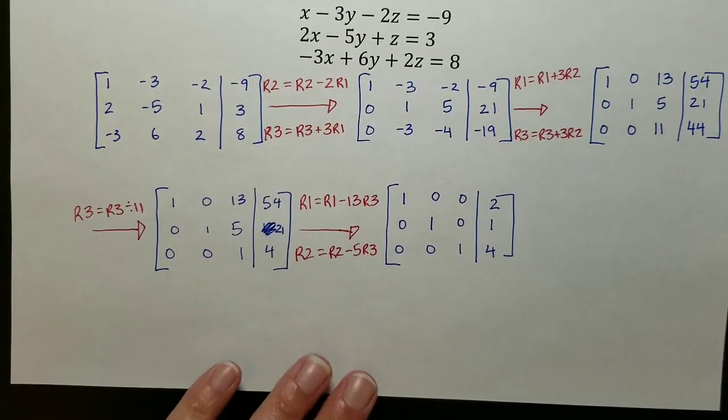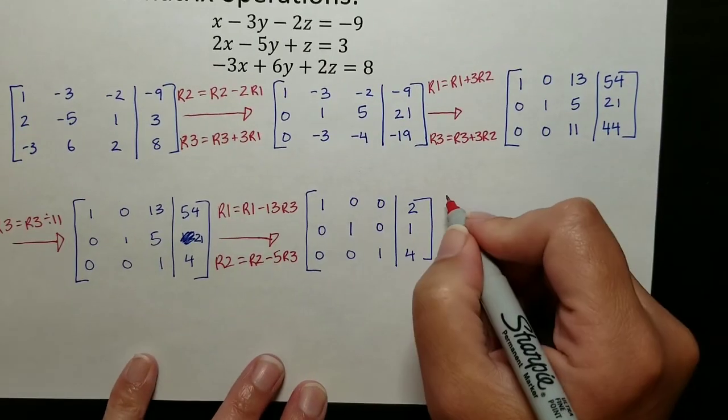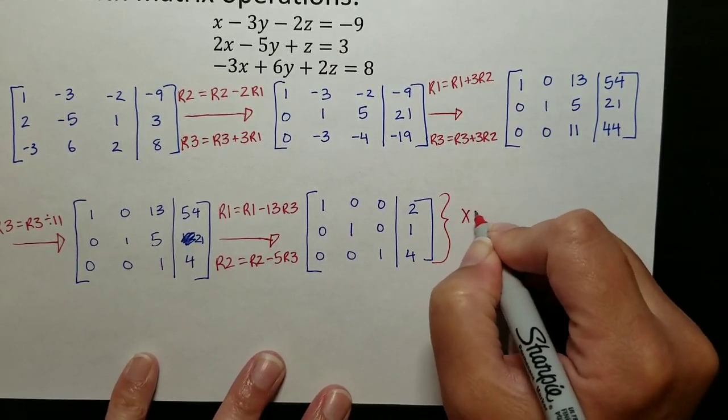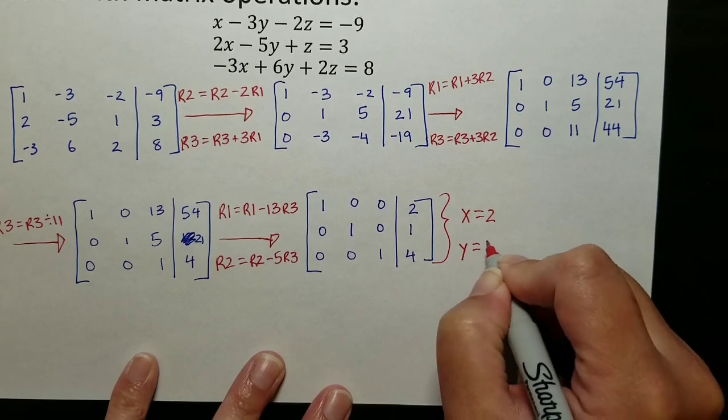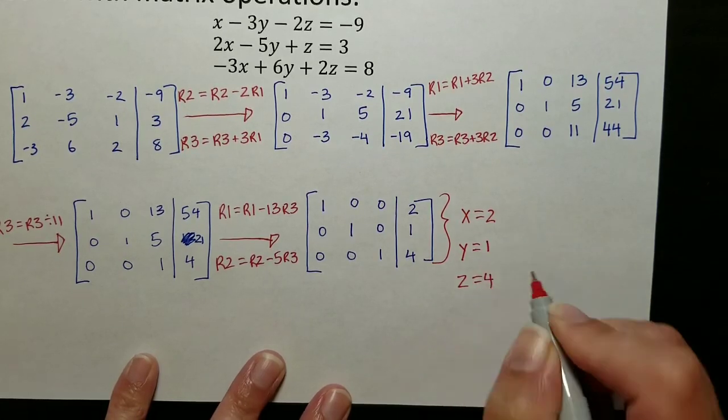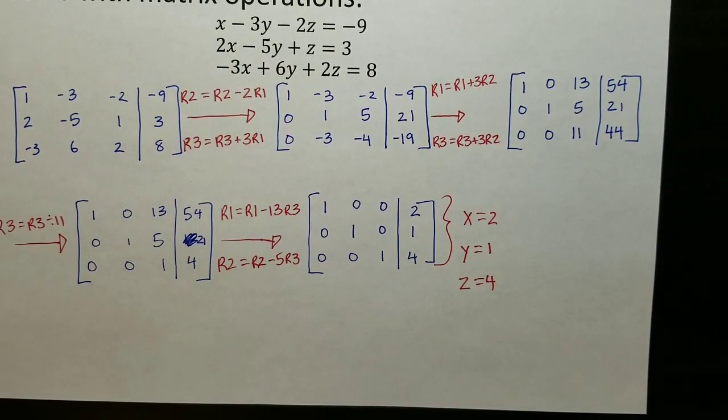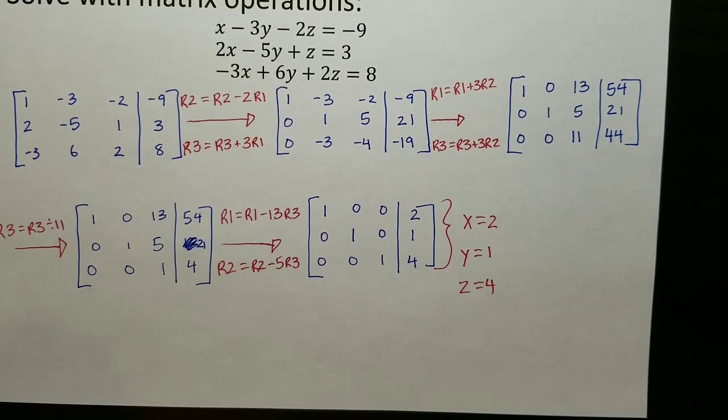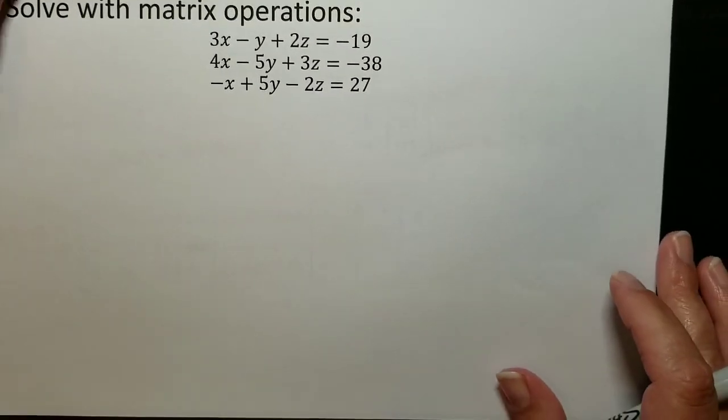So that's my solution. So this gives me a solution of x equals 2, y equals 1, and z equals 4. So that's the solution to this system. I'm going to do one more example where we're going to work through.